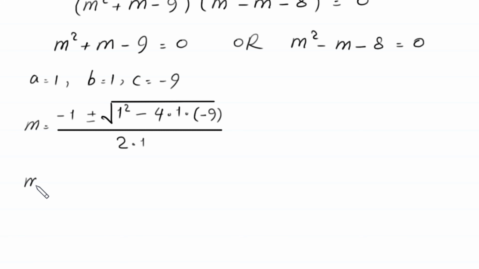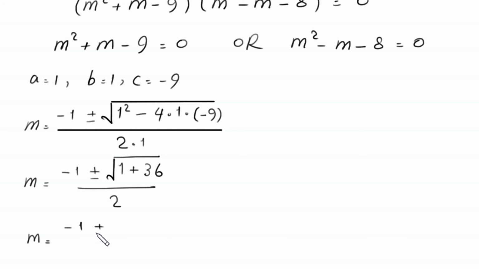Next, m is equal to negative 1 plus minus square root of, this 1 squared is 1, negative 4 times 1 times negative 9 is plus 36, divided by 2 times 1 is 2, and m is equal to negative 1 plus minus root of 1 plus 36, which is 37, divided by 2.